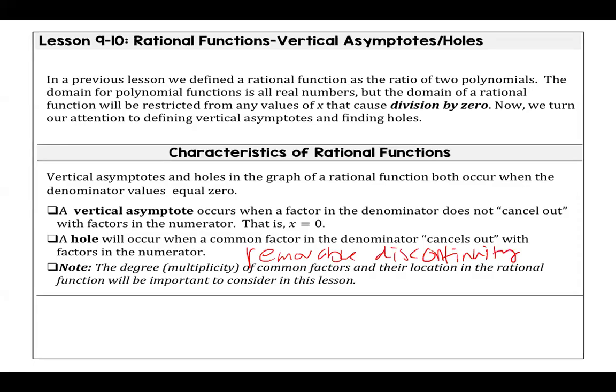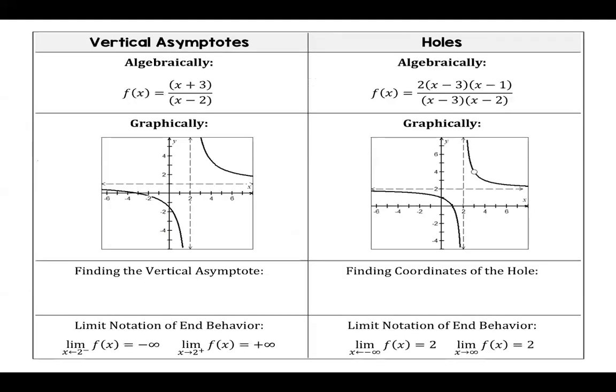Okay. All right. Now, note the degree, which is our multiplicity of the common factors, and their location in the rational function will be important. So making sure that you can tell me the degree of the polynomial is important throughout this whole thing. Got it? And at this point, you should be able to do that because that was a main part of Algebra 2.